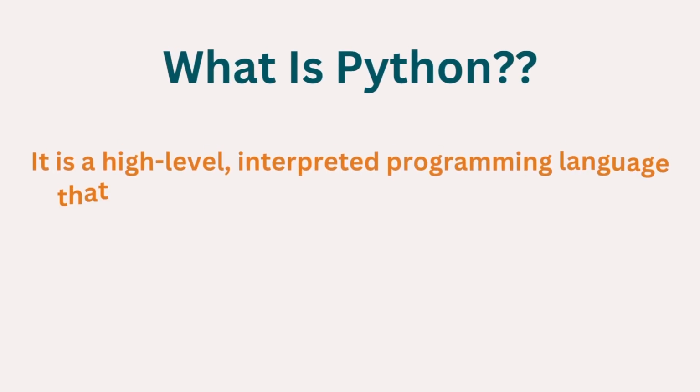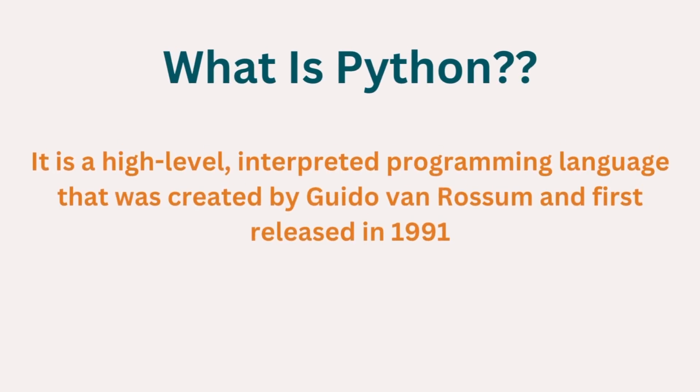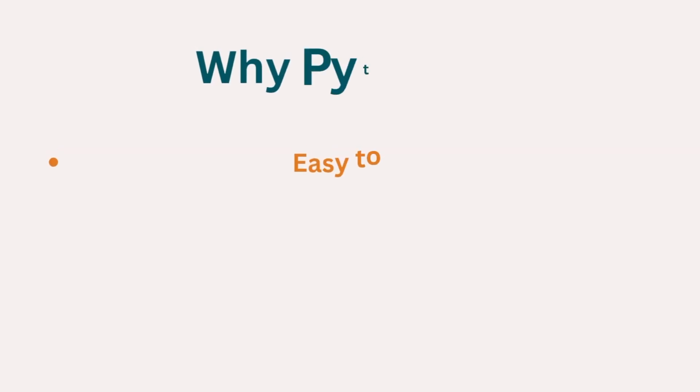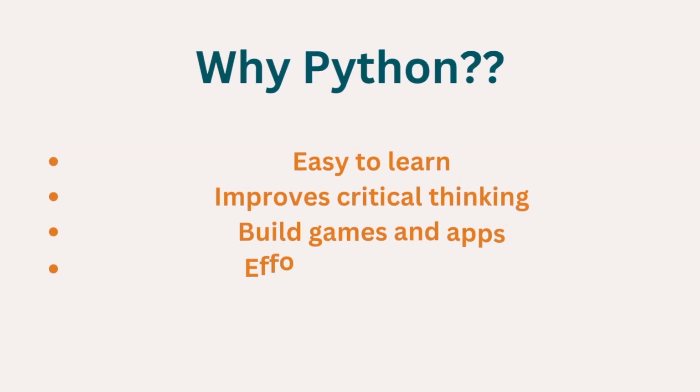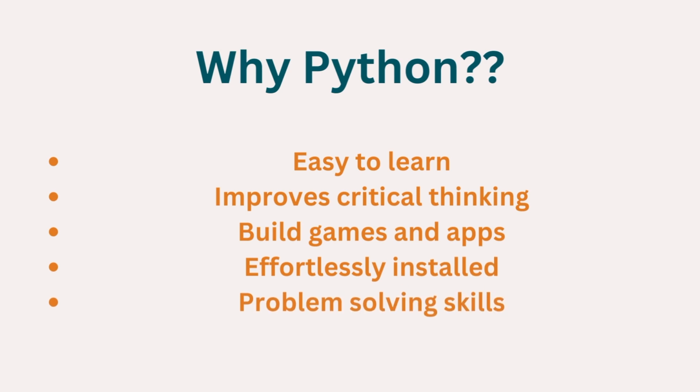So let's begin with what is Python. Python is a high-level programming language built in 1991 by Guido van Rossum. So now, why is Python so famous? It's famous because it's easy to understand, you can install it on your system very effortlessly, and you can build mobile apps, websites and games with it.